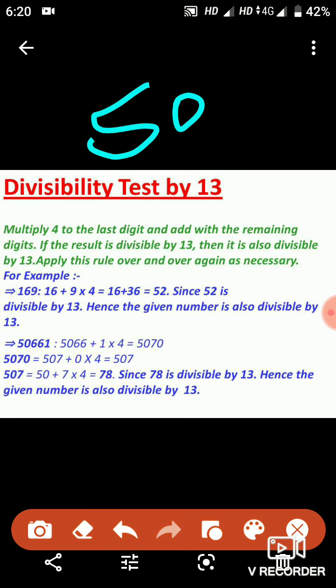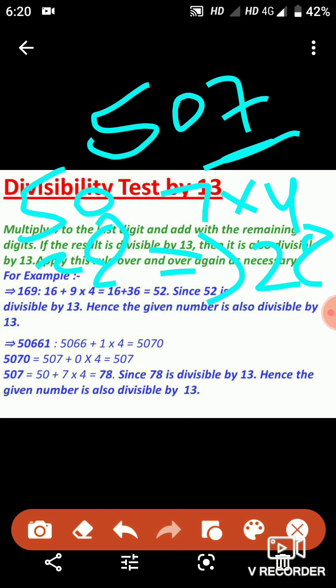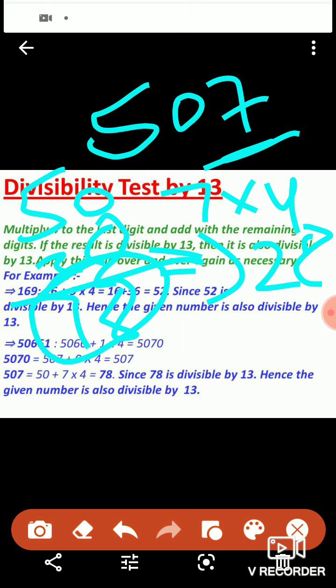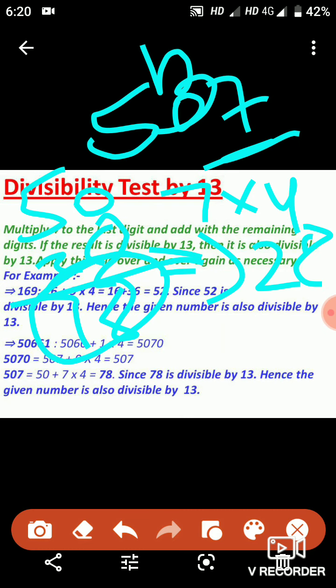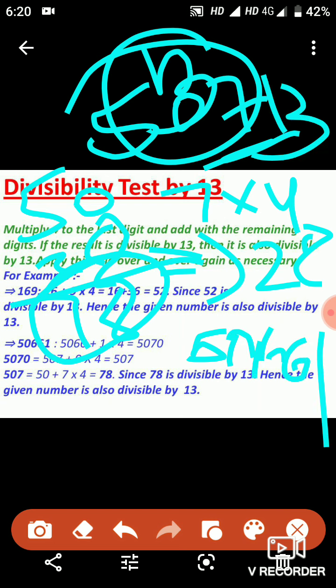Now, 507's last digit is 7. 7 multiplied by 4 will give me 28. When I add 28 to 50, I get 78. Now, as 78 is a multiple of 13, 78 is divisible by 13. So that means 50,661 is also divisible by 13. So this is how we follow the rule.